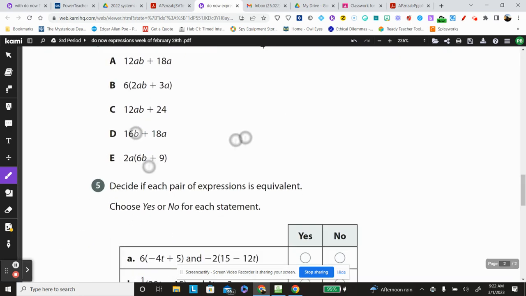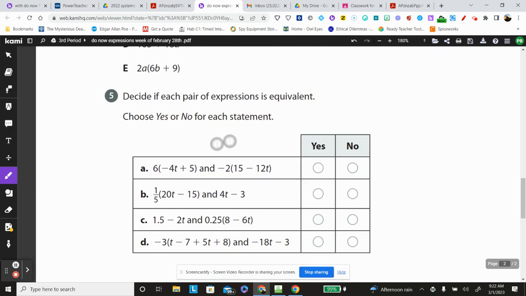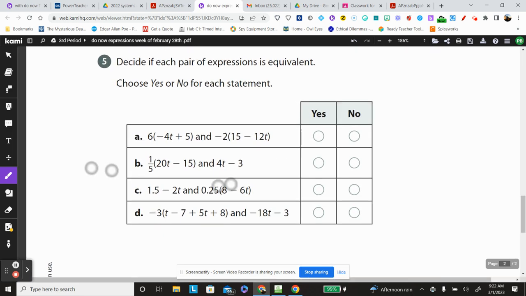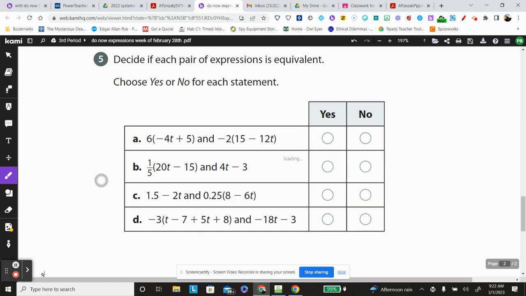Okay, so this I'm recording for the band people. But this is gonna be your bell ringer for today. If you all would, start on number 5.